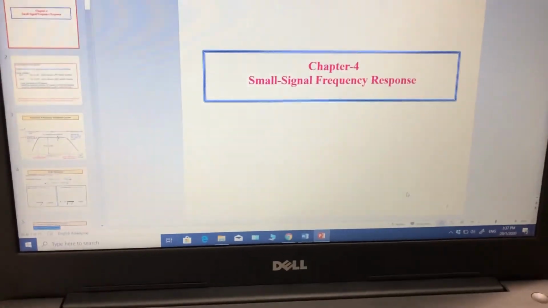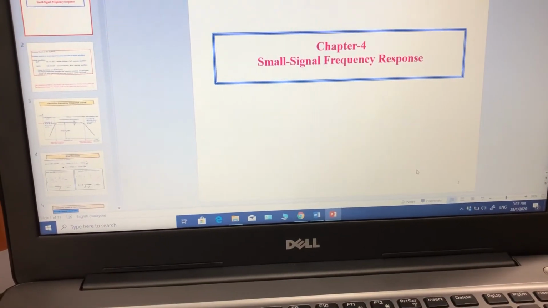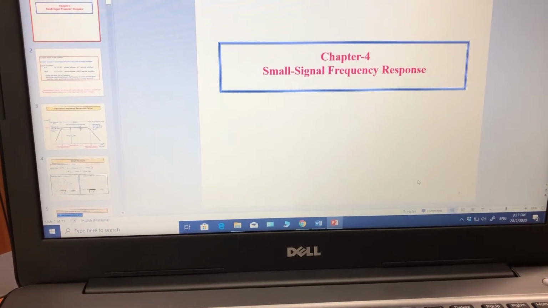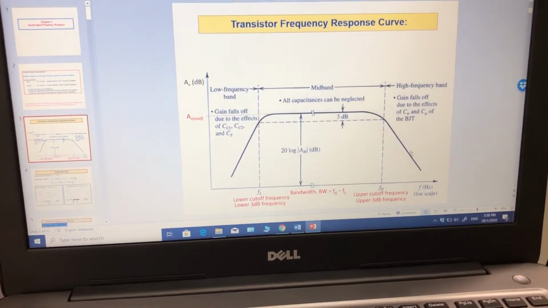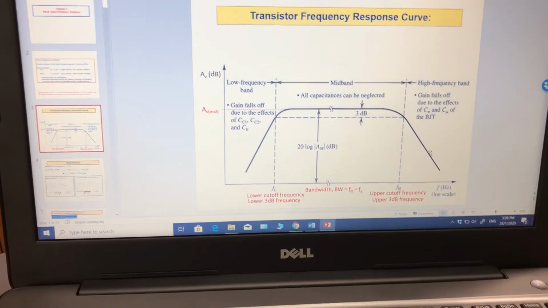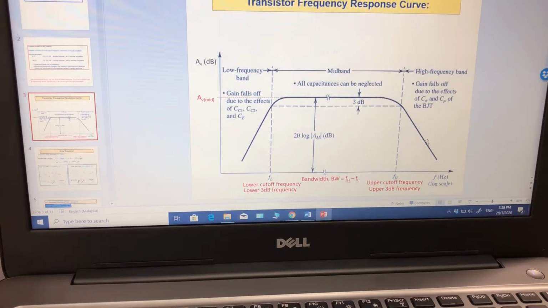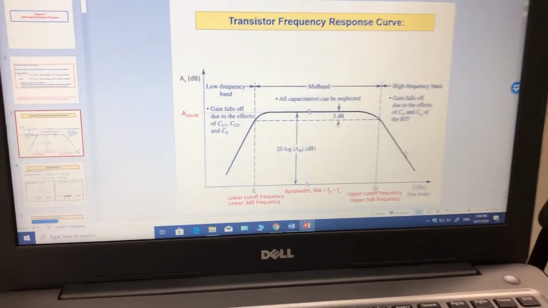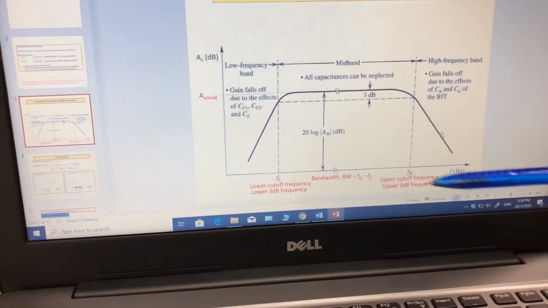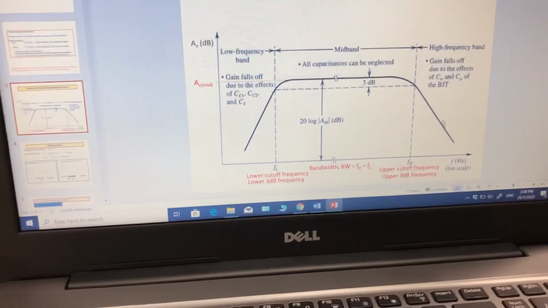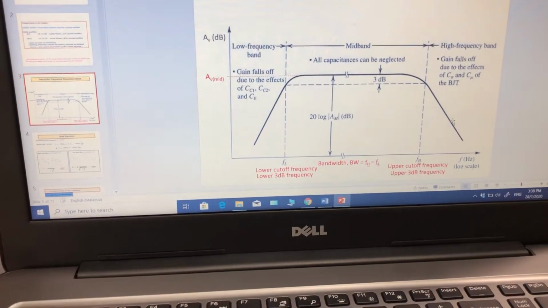Okay, so we have known that the amplifier has this type of frequency response. This is the ideal where you have the lower cutoff, the lower frequency response, and this is the higher frequency response. So we look into that for the common emitter.